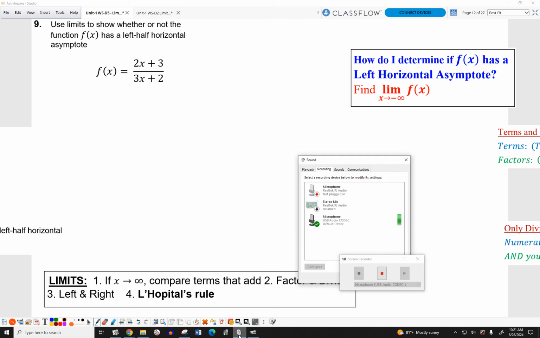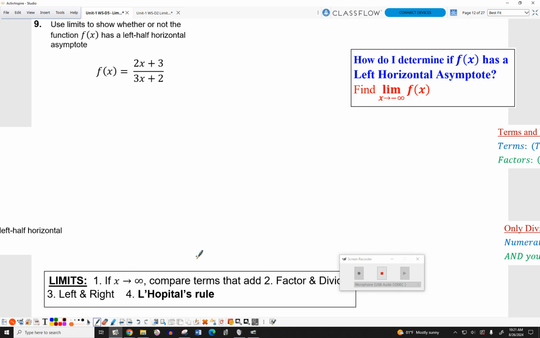Find the limit as x approaches negative infinity. So let's write that down. We have the limit as x approaches negative infinity of this function f, which is going to be equivalent to finding the limit as x approaches negative infinity of a much simpler formula.